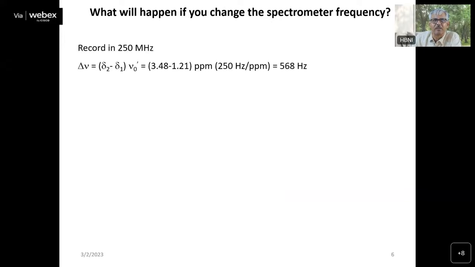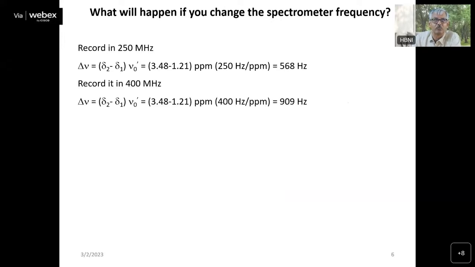Now let us see what will happen if you change the spectrometer frequency. Let us say you are recording an NMR in a 250 megahertz machine, and you look at the delta nu. If you remember, the chemical shift of the methyl group is 1.21 for diethyl ether, and 3.48 is the CH2 group. So delta nu is 3.48 minus 1.21 ppm times nu 0, which is 250. So the difference between these two groups of protons is 568 hertz.